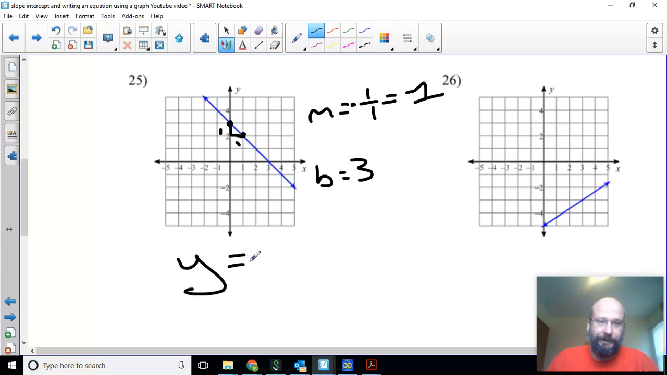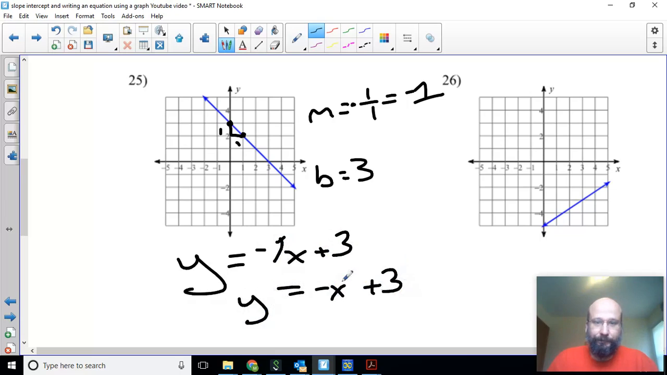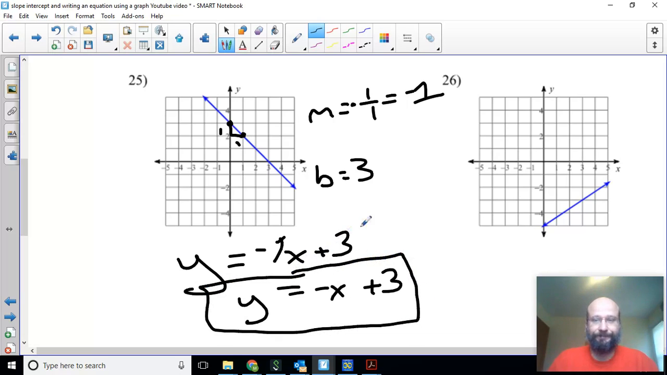So my equation, again, I don't need to write -1x plus 3. I don't need to write that because the imaginary number in front of the x is 1. So this is my equation. Y equals -x plus 3.